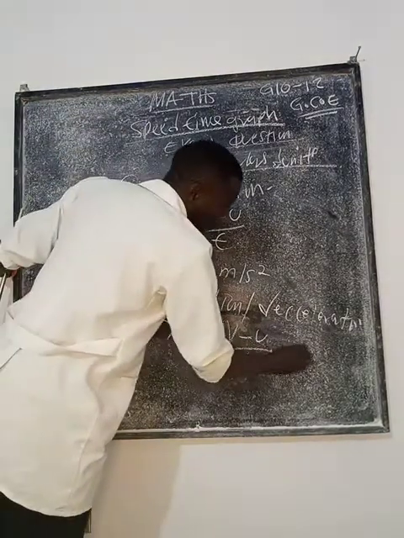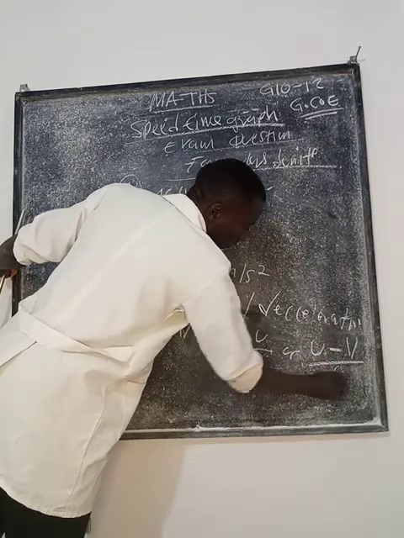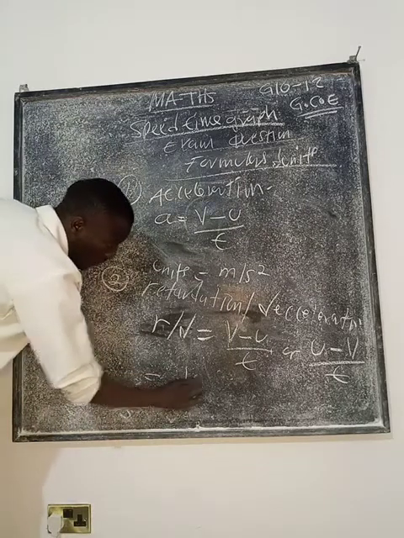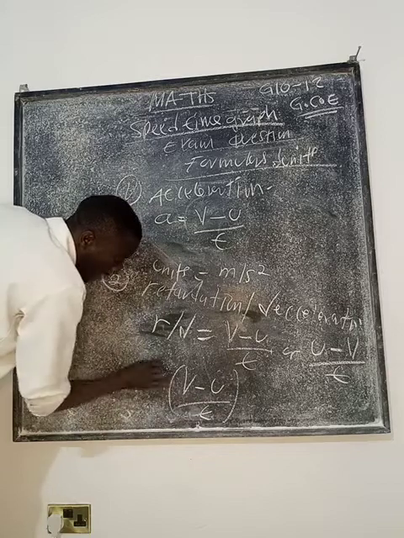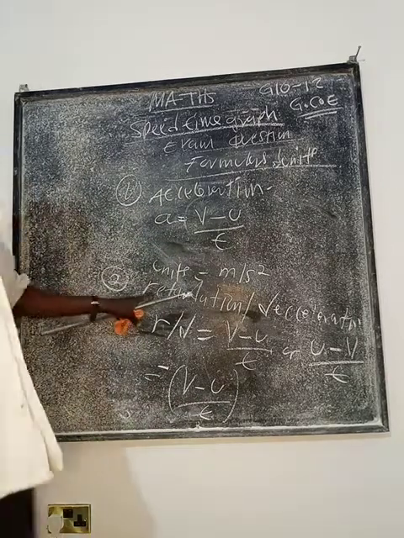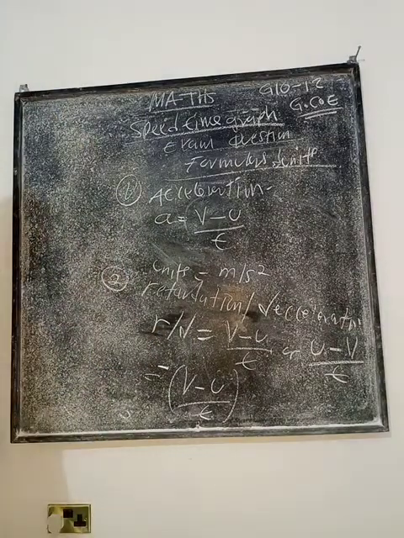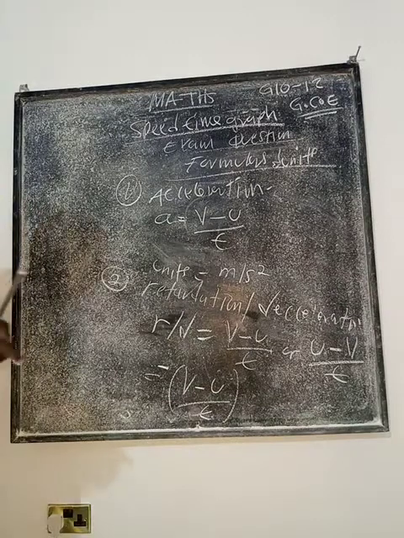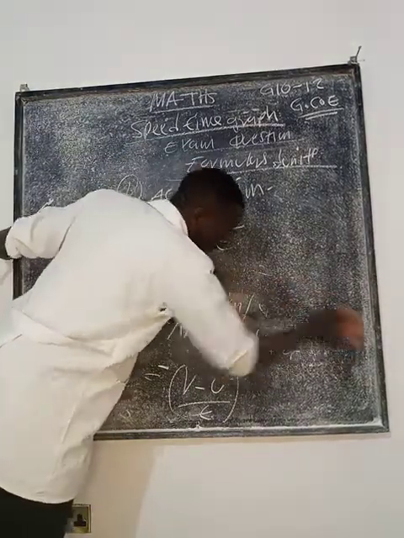Or you can reverse. Others will say initial minus final over time. Others will say final minus initial over time, and they will just put a minus in front, because retardation and deceleration mean negative acceleration. What you were doing now, we are reversing backward. So those are the things that we need to get to.